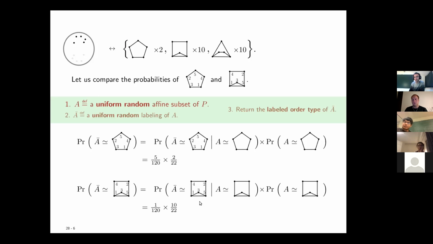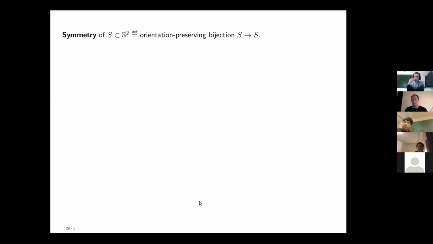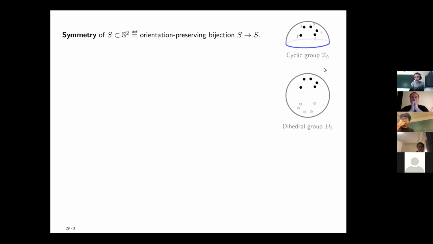So what happens here? What happens is that the symmetry of the projective point set and the symmetry of the affine subset interact. A symmetry is just an orientation-preserving bijection. So of course, naturally, symmetries form symmetry groups. They're closed under composition, and if you look at this affine set, for example, you can have a cyclic group as a symmetry group. If you go to the projective set, you can possibly have dihedral groups.